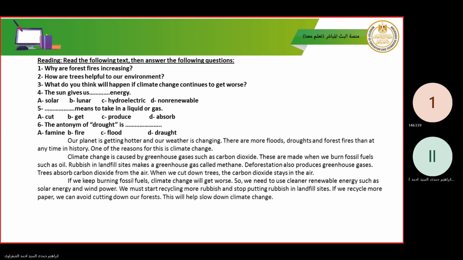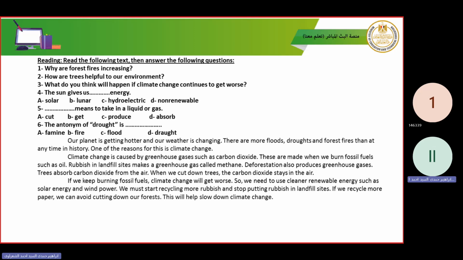Listen carefully and read. Okay, our planet is getting hotter and our weather is changing. There are more floods, droughts, and forest fires than at any time in history. One of the reasons for this is climate change. Climate change is caused by greenhouse gases such as carbon dioxide. These are made when we burn fossil fuels such as oil. Rubbish in landfill sites makes a greenhouse gas called methane.